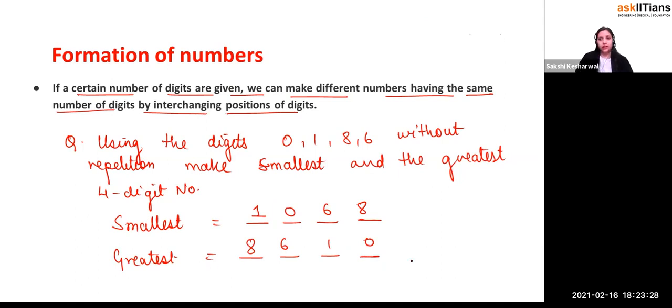8610. That is when you write the answer numbers in descending order, and over here you write the numbers for the smallest, which is the ascending order, right? But take care, when there is a zero, zero cannot come in the thousand place. So that's the most important thing, right?